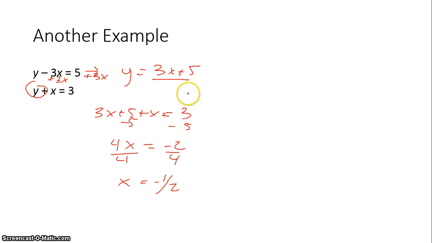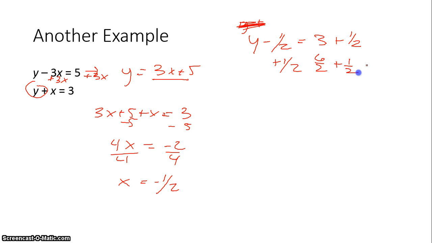Now I have to plug that back in and see what my other one has. So I have y plus... scratch that. We're going to do y minus 1/2, because it's a negative, equals 3. In order to do this, 3 plus 1/2 is the same thing as saying 6/2 plus 1/2, which equals 7/2. So you get y equals 7/2. And then check it again.